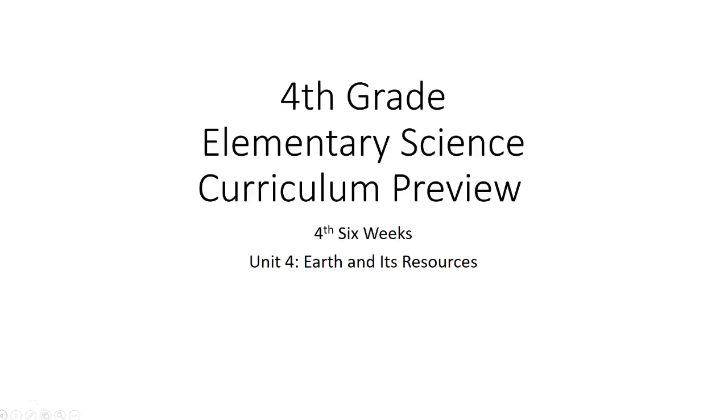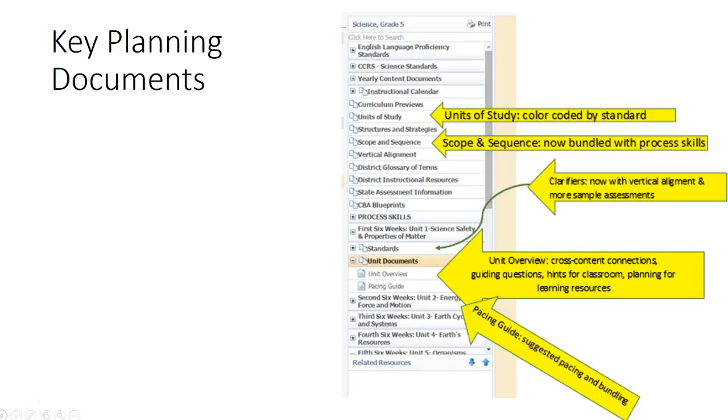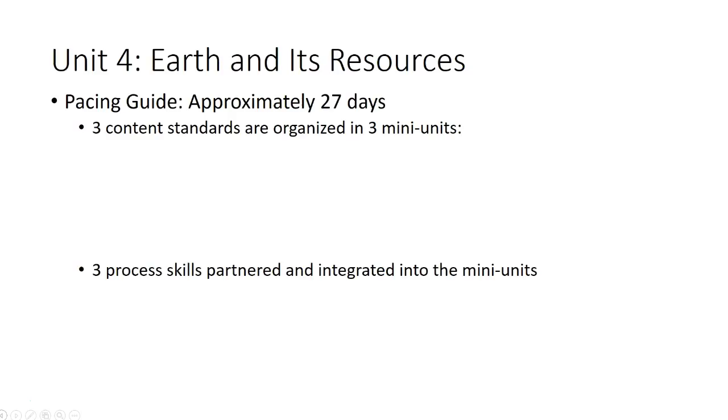Today we're going to talk about Unit 4, Earth and its Resources. As always, we start off with our key planning documents. I'm going to be referring to the pacing guide, the clarifier, where the vocabulary is, as well as components of the unit overview. So if you have those printed out, you can use those, or if you want to pause the video and open those up in a window behind this one, that would probably be helpful as well.